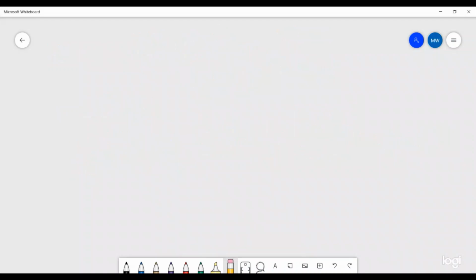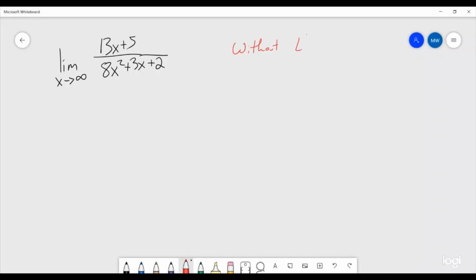Alright, so now let's do another problem. Let's look at what is the limit as x goes to infinity of 13x plus 5 divided by 8x squared plus 3x plus 2. And I'm going to ask you to do this without L'Hopital's rule. Let's go ahead, try and figure this one out, and then if you figure that one out, then try and figure out the limit as x goes to negative infinity of e to the x sine x, both of these without using L'Hopital's rule.